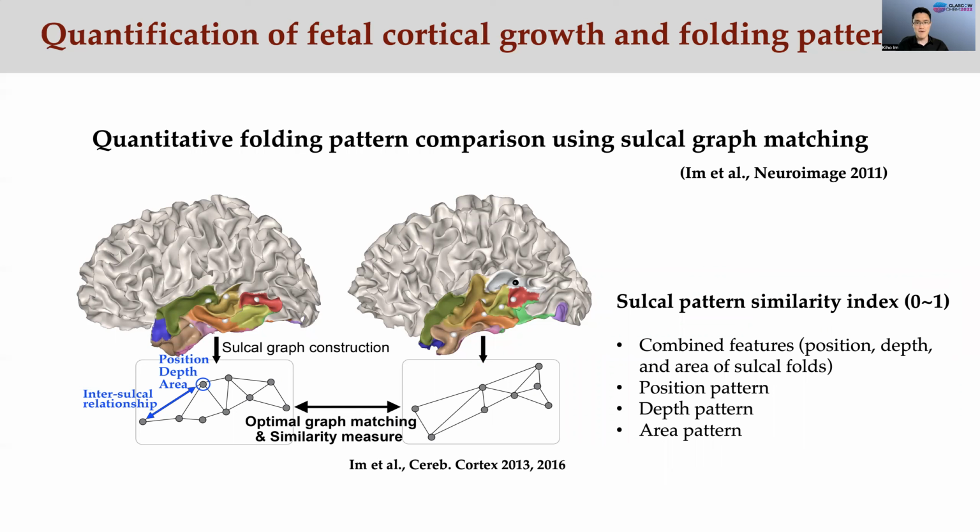Previously, we developed a method to compare sulcal graphs between different brains using a spectral-based graph matching technique. Then we calculated the normalized sulcal pattern similarity index using combined features of position, depth, and area of sulcal folds. And this index ranges from 0 to 1. We can also use a single feature and measure the sulcal position, depth, and area patterns separately.